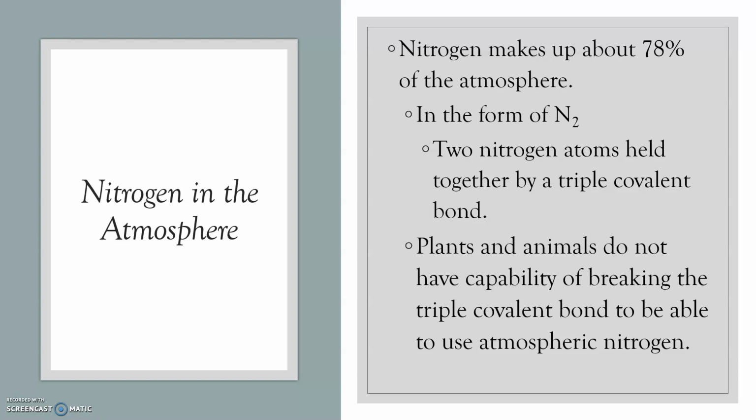The element in the highest concentration in the atmosphere is nitrogen. Nitrogen gas makes up around 78% of the atmosphere. Nitrogen gas is two nitrogen atoms held together by a triple covalent bond. This means that it is extremely difficult to break the bonds and separate the two nitrogen atoms. Plants and animals do not have the capability of doing this, so they cannot use atmospheric nitrogen.